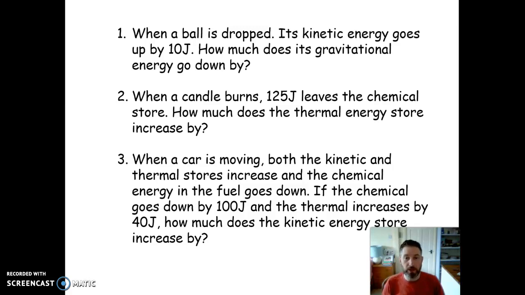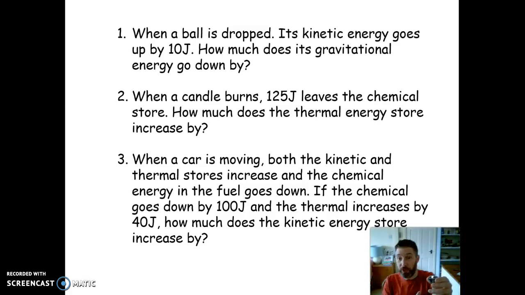When a candle burns, 125 joules leaves the chemical store. By how much does the thermal energy store increase by? Again, pause it and have a think for a second. Okay, can we have a look at that again? Quickly remind ourselves. There's my little candle. So 125 joules is leaving the chemical store. How much does the thermal energy store increase by?